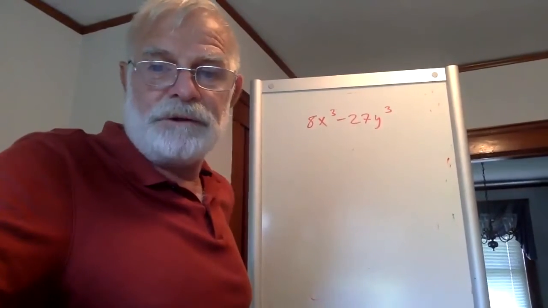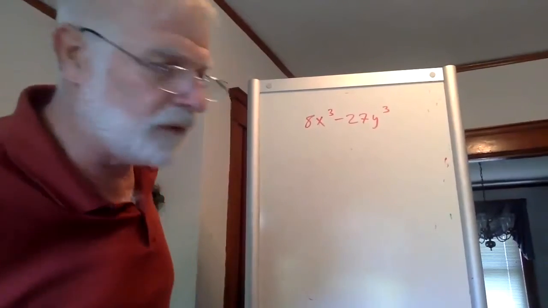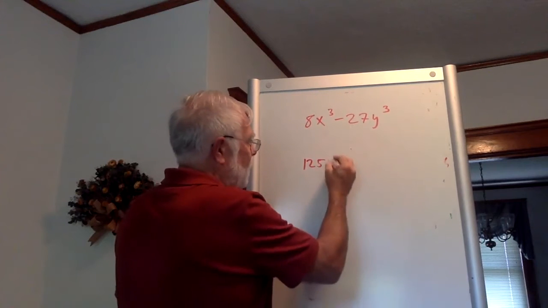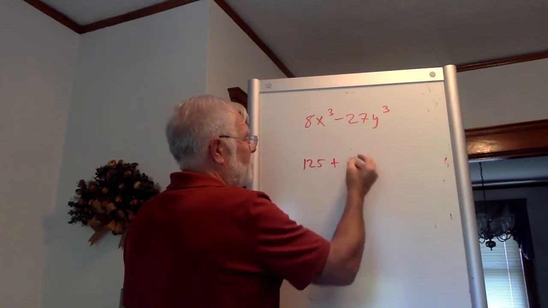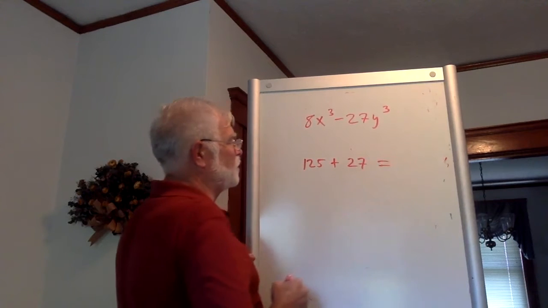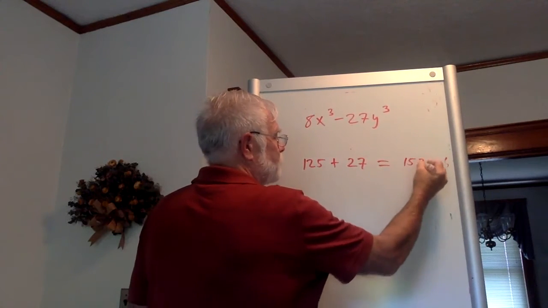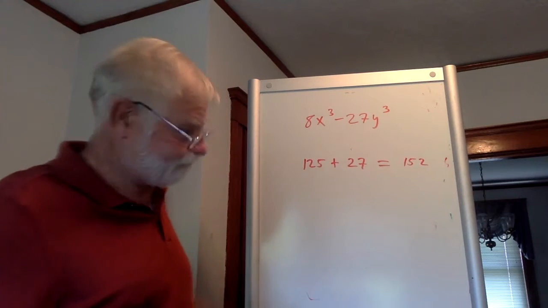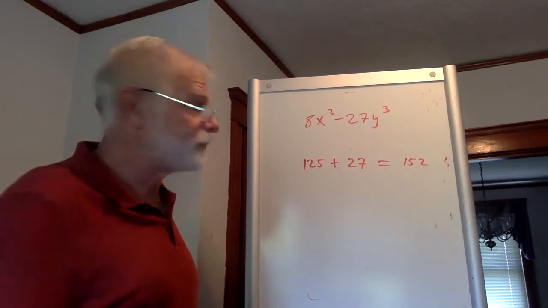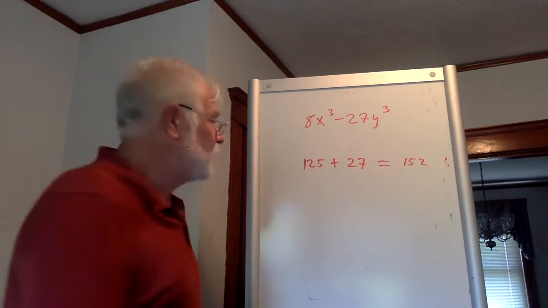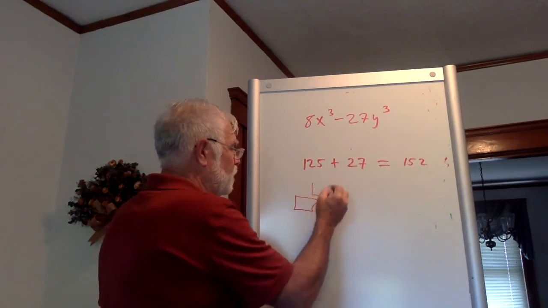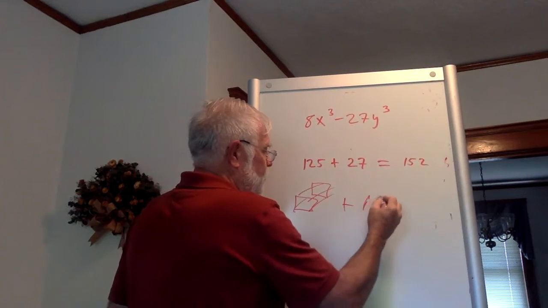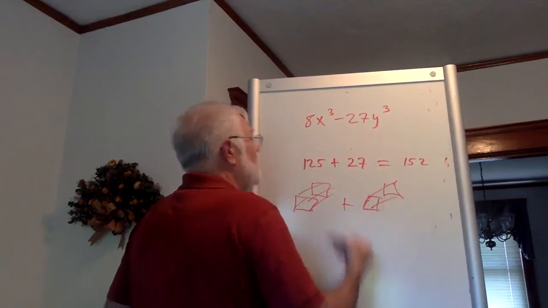But there's a pattern here. So let me show you the pattern with a couple of easier numbers. Let's try 125, and we'll do a plus this time. 125 plus 27. We know that answer is what? 152. Well, the same way that Greeks get credit for working with squares, we're going to work with cubes, and we're going to work with the cube roots. So we got a cube here, and what's the volume of the cube? 125, and another one over here, a cube, boom, right there, 27.